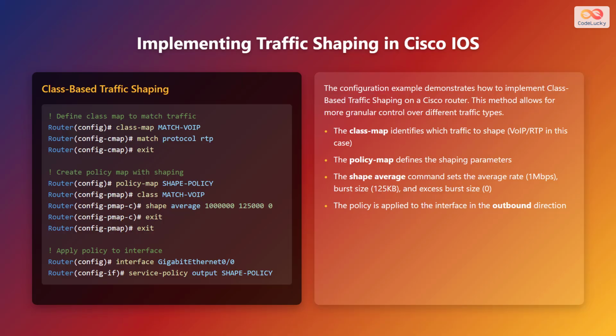Let's see how we can implement traffic shaping in Cisco IOS. First, we define a class map to match the traffic. We use the command class-map, followed by a name like matchVoIP. Then, we match a particular protocol like RTP. Next, we create a policy map with shaping using the command policy-map, followed by a name like shapePolicy. Then, we refer to the class map we defined. We shape the traffic to an average rate, for example, 1 million bits per second, 125,000 bytes, and 0 excess burst size. Finally, we apply the policy to an interface in the outbound direction using the command service-policy output shapePolicy.